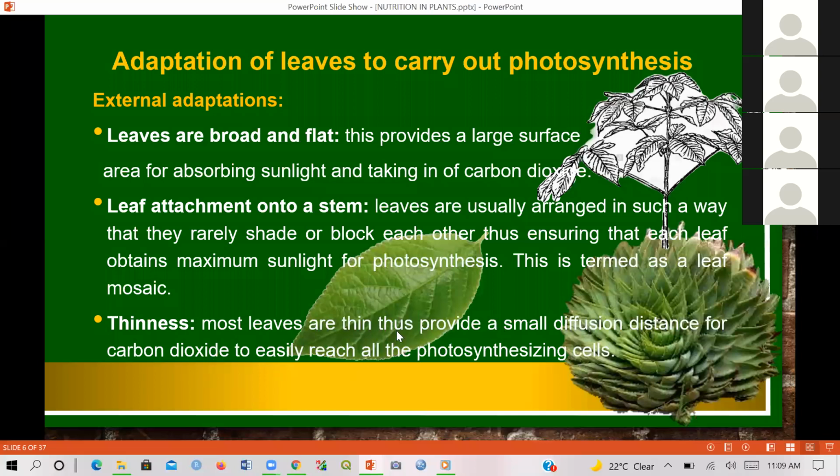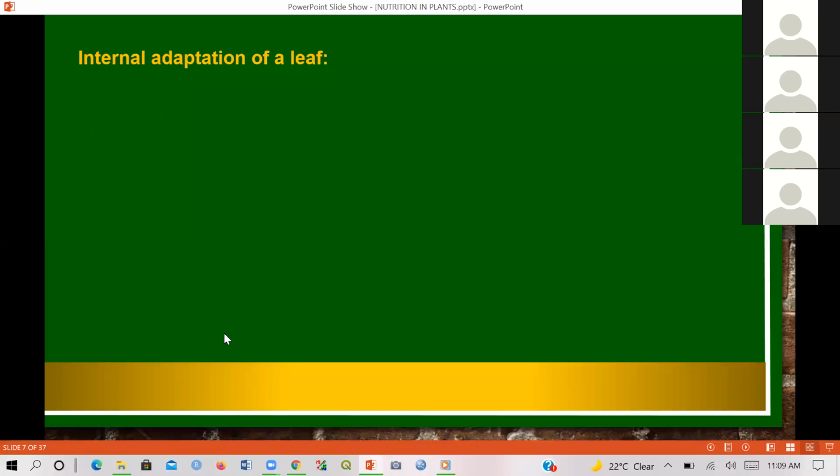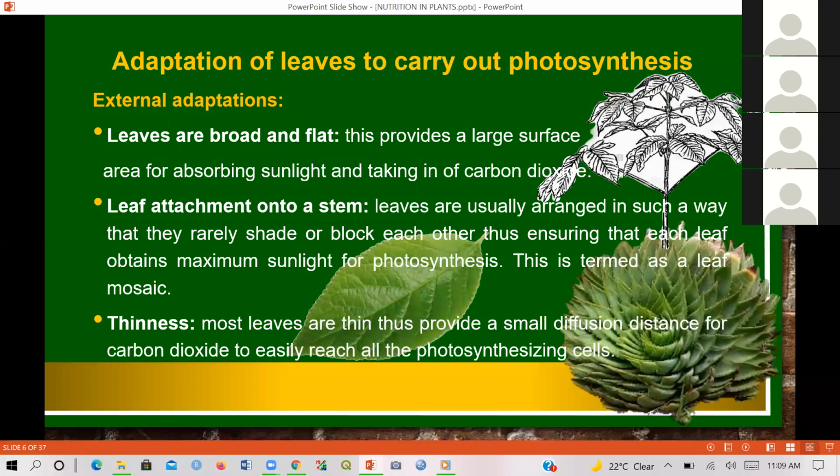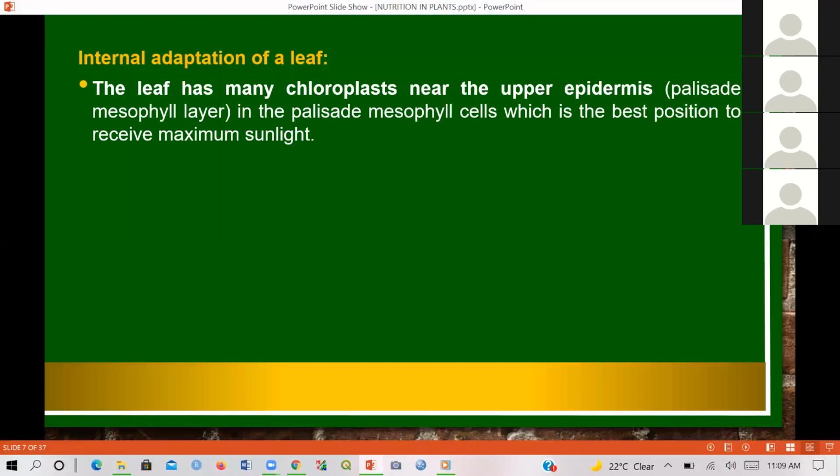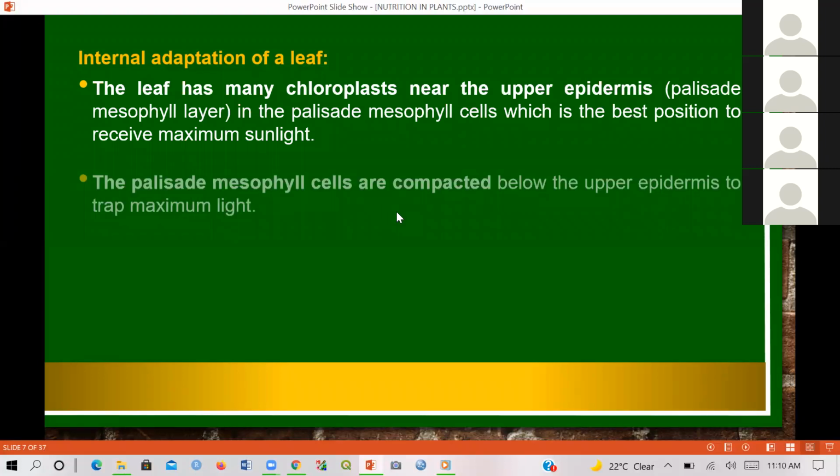Then the internal adaptations. So these ones are mainly the external ones from the outside appearance of the leaf. Then what of inside? What are those things that are inside the leaf that make it better adapted to carry out the process of photosynthesis? The first one is the presence of the chloroplasts. The presence of the chloroplasts.